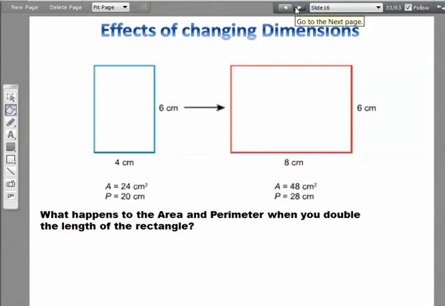Effects of changing dimensions. Here is a rectangle that's 6x4. Here's a rectangle that's 6x8. It says what happens to the area and perimeter when you double the length of the rectangle. Notice how they've taken this 4 and they doubled it to 8. The area is going to double. So if you double the length, then your area doubles.